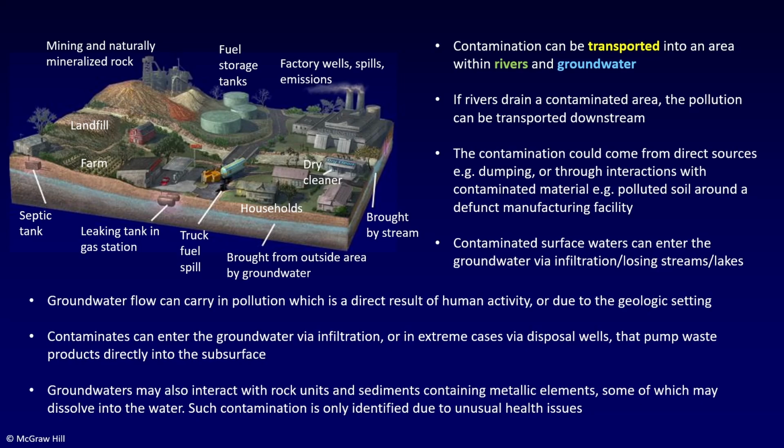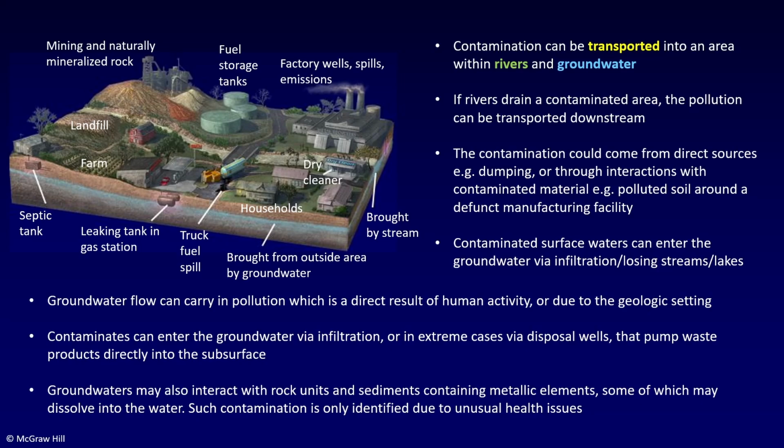Now, in terms of contaminated groundwater, you can have groundwater that has been polluted directly due to human activity, or you can have groundwater that's actually being polluted due to geologic setting. So, in terms of polluted groundwater, this is the kind of stuff we've been talking about. Contamination happens at the surface, the contaminated water infiltrates down, and that contaminated water becomes incorporated into the groundwater.